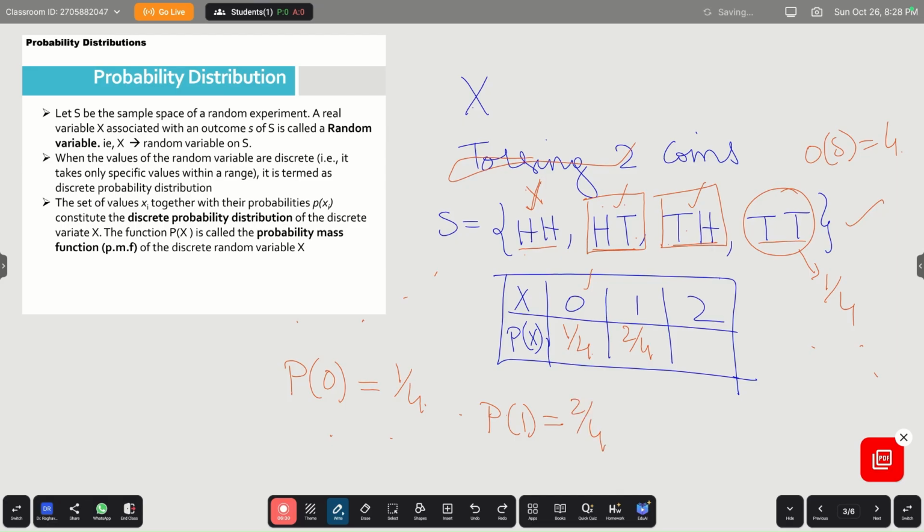Now the last case, x taking the value 2, is only one case, the first case out of 4. So this probability will be 1 by 4. P of 2 will be 1 by 4.